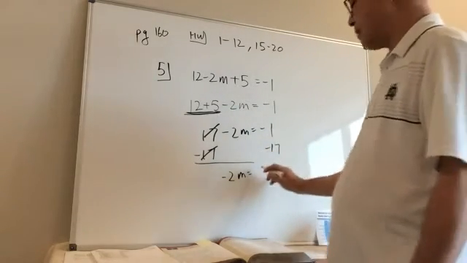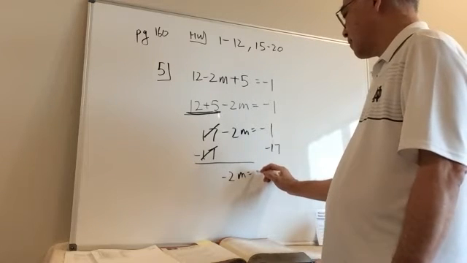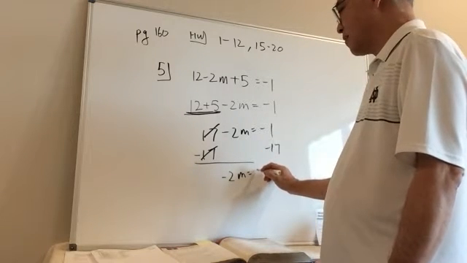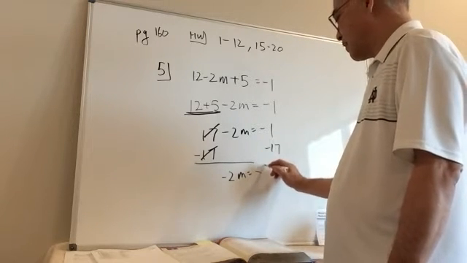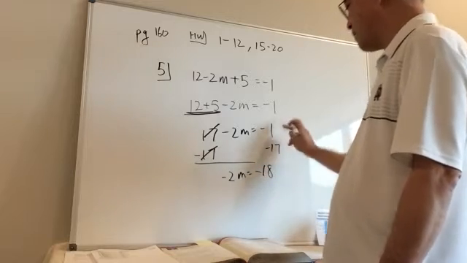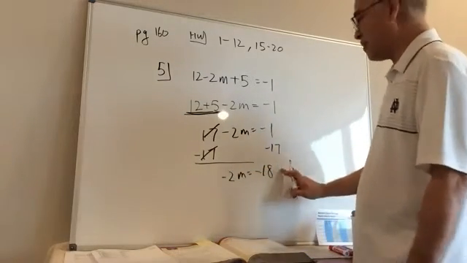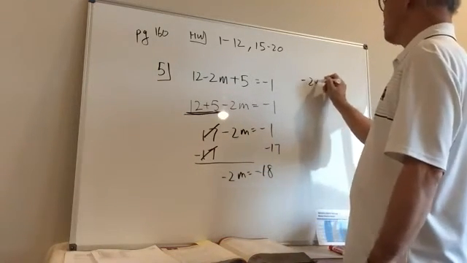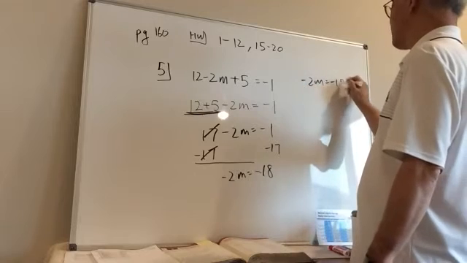And what is that? Negative 19? 18 actually, right? 1 plus 17 is 18. So I have negative 2m is equal to negative 18. And now what do we do?